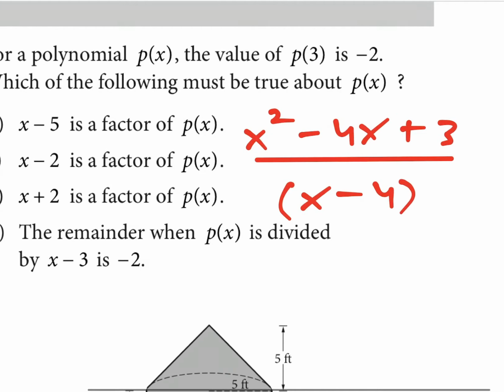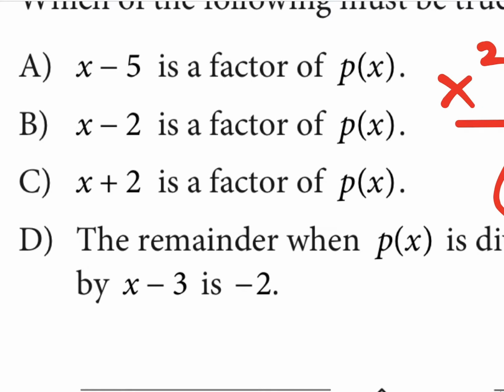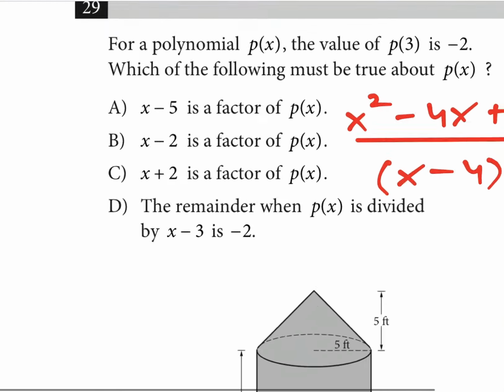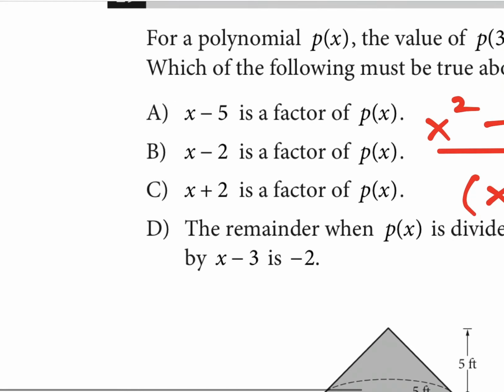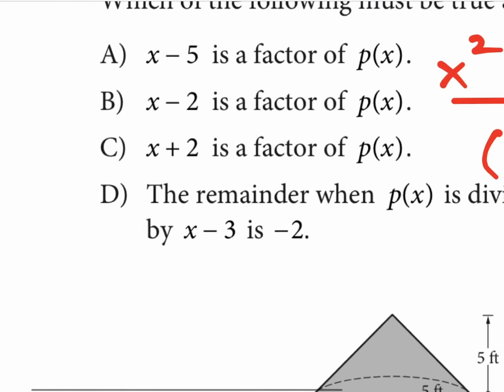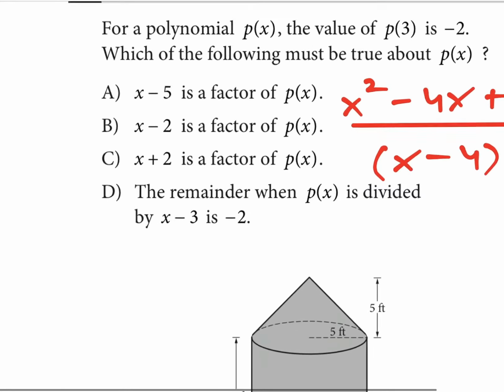It says if we have the polynomial p of x and we know that its value of p of 3 is equal to negative 2, what must be true about it? Well, if we look at the first three answer choices, they only tell us factors. Now, a factor would be if we plugged it back in and we got 0. However, for this question, they don't give us any information about these first three, so we can eliminate these. And if we look at choice D, it's exactly what we know.